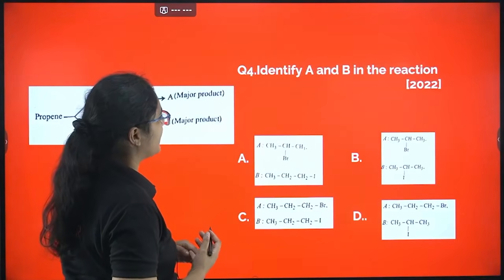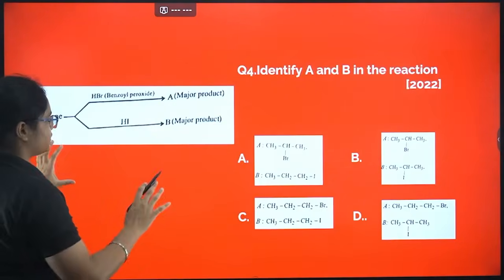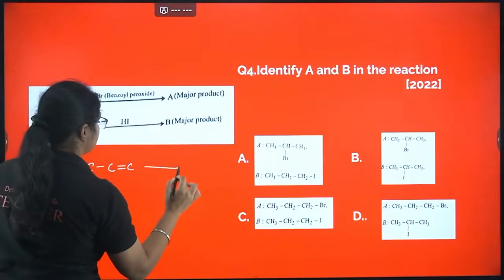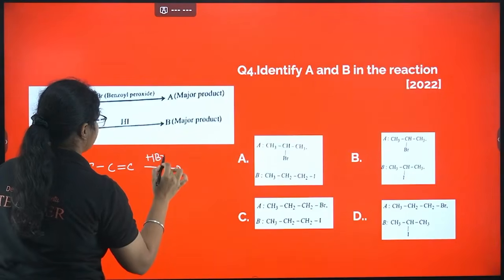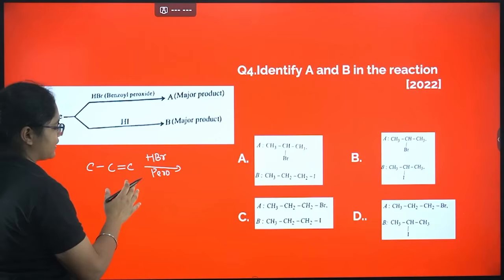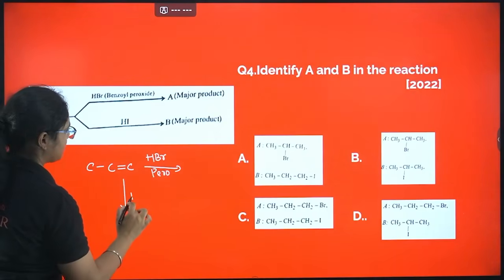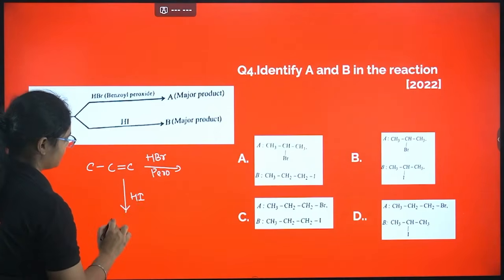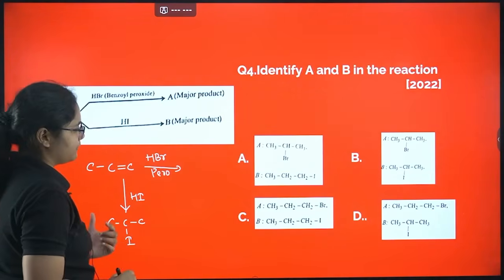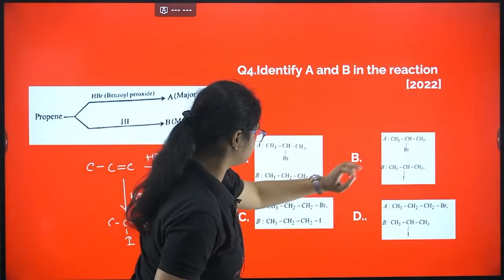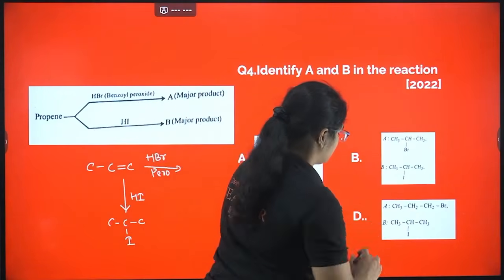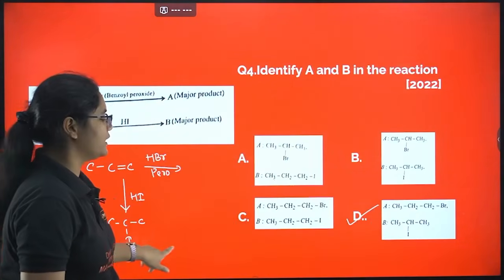Next, identify A and B in the given reaction. So I'll just draw this one so that it will be more clear. So I have here propene, okay, and then you are adding HBr with peroxide. Okay, so we know here anti-Markovnikov's rule will be there, so I will get 1-bromopropane, and here I am adding HI, so Markovnikov's rule will be there, and I will get 2-iodopropane. So here this option is incorrect, this option is incorrect, this first one is correct but second one is wrong. Here you can see both are correct, so option number B is the correct answer.